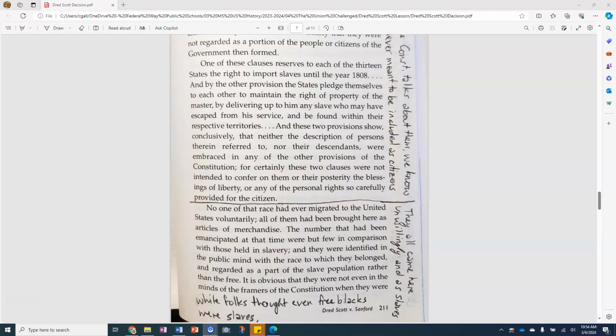liberty. So because they're specifically referring to black people as slaves, we can then infer, based on strong evidence, that they were not meant to have the same rights and freedoms, right? So carefully provided for the citizen.